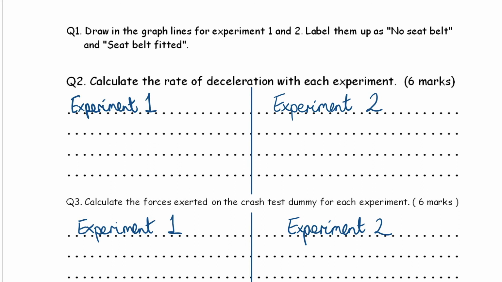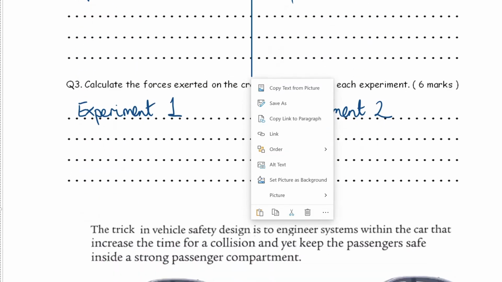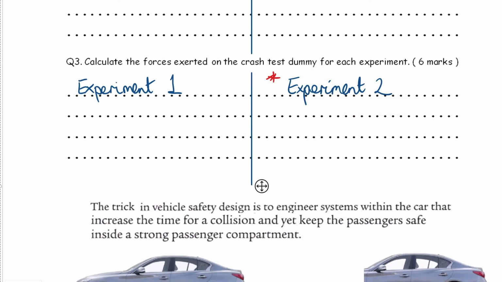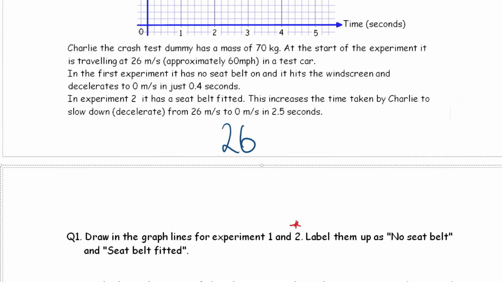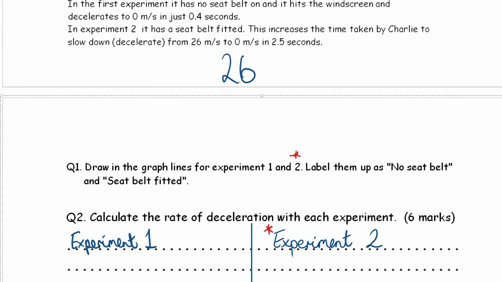So I'm just going to asterisk what you need to do, and I'll do experiment 1 on the left hand side, and then you can make that comparison at the end. So the first thing it's asking you to do is to draw on the graph lines for experiment 1 and 2. I'll do 1, you do 2. Label them as no seatbelt and seatbelt fitted.